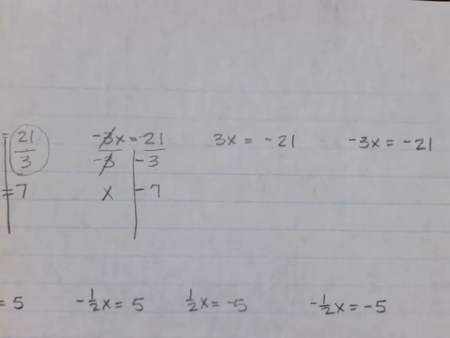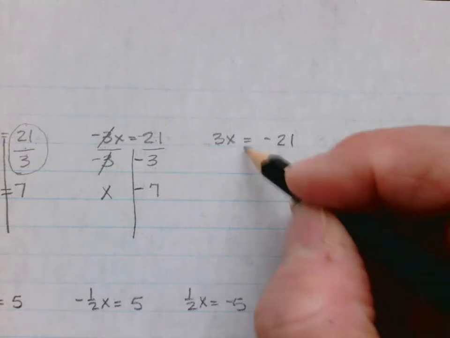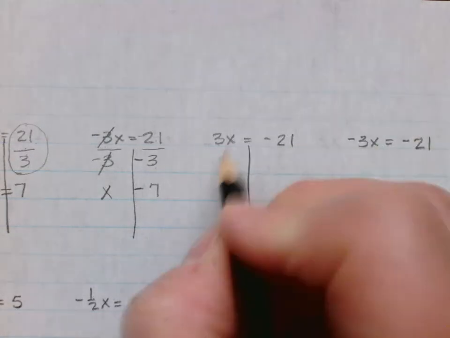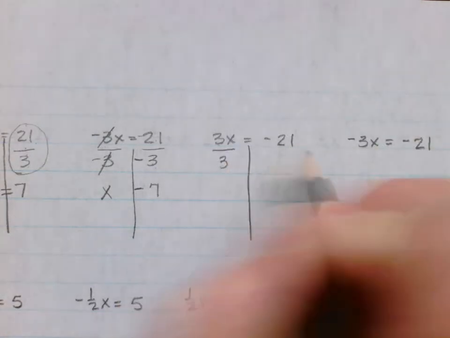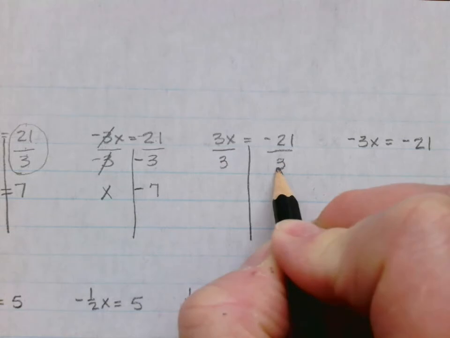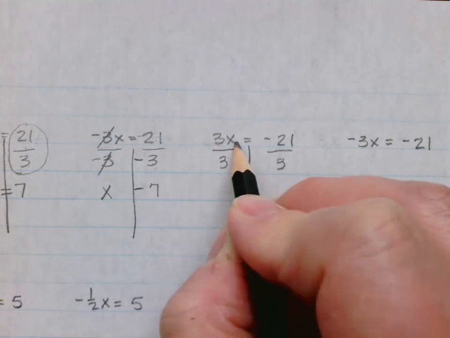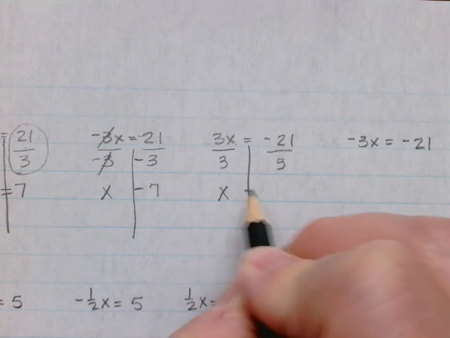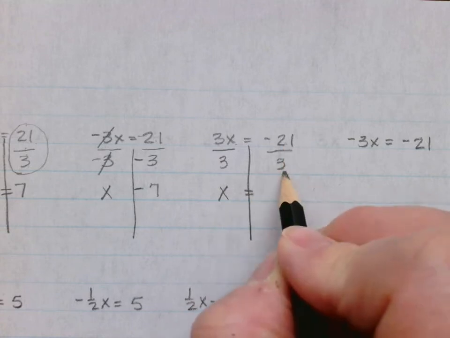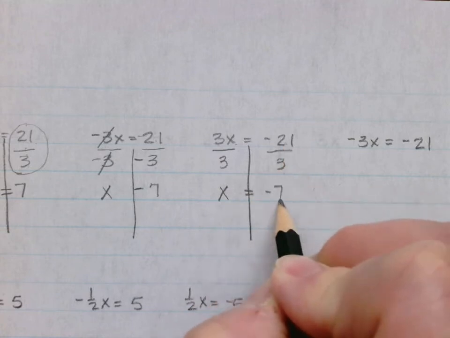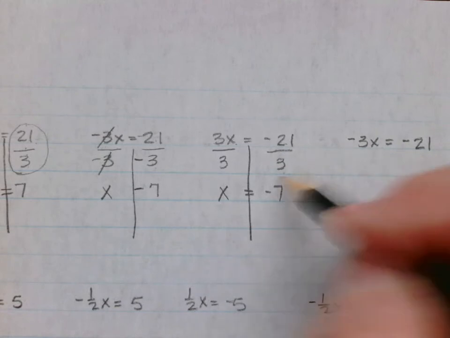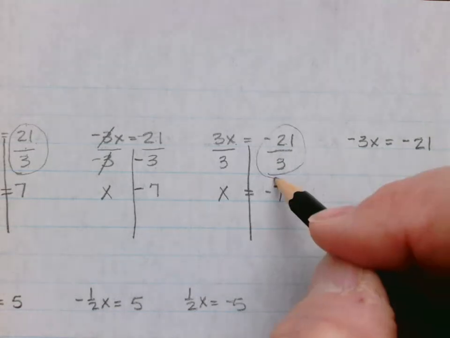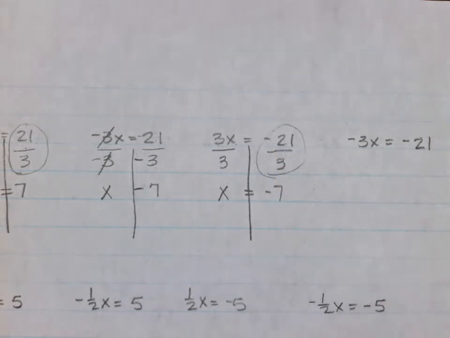Let's do 3x equals negative 21 and see how that sorts out. I'm dividing both sides by 3, the inverse operation of multiplying by 3. I get 1x right there, and negative 21 divided by 3 is negative 7. Notice the signs are different, so I'm going to give it a negative sign.